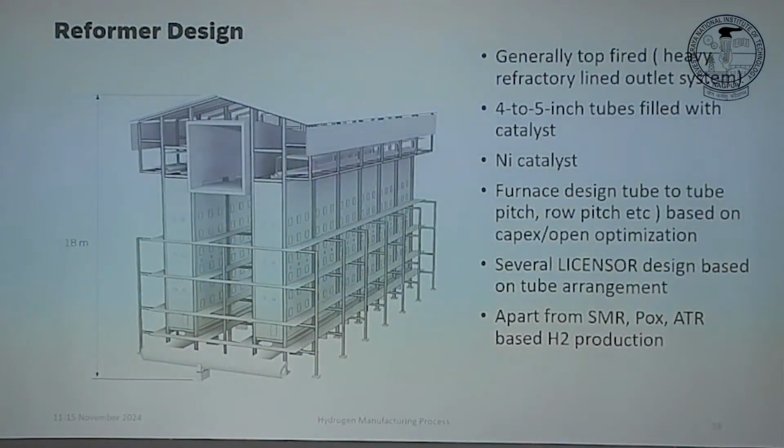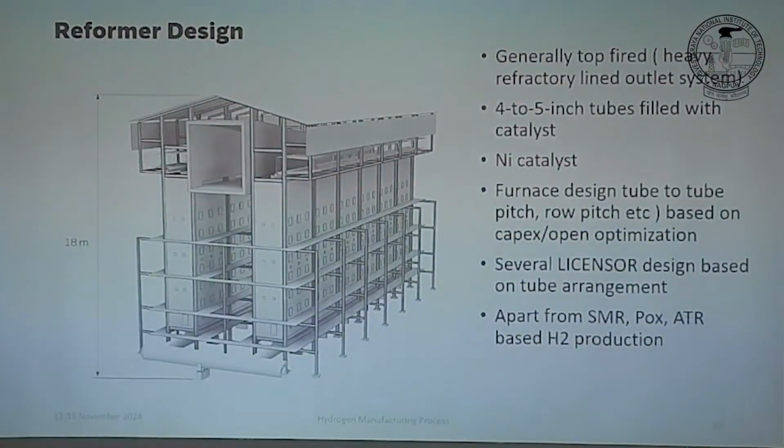There are several licensors for designing such plants. Apart from steam methane reforming, you can also have partial oxidation. It will also generate syngas, but partial oxidation generally has a higher operating temperature, which means your CO content is high. So SMR is best suited for pure hydrogen production, but in many cases you need a combination of CO and H2. One example is methanol. For methanol production you need carbon monoxide and hydrogen in a certain ratio.